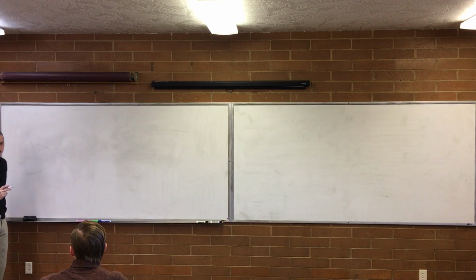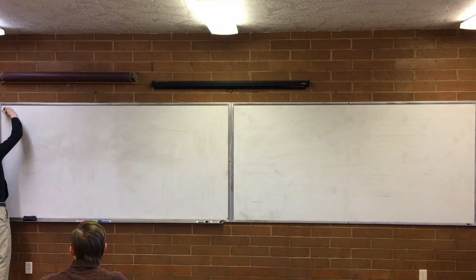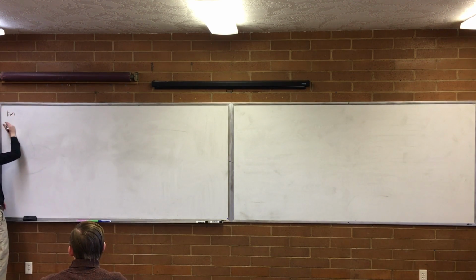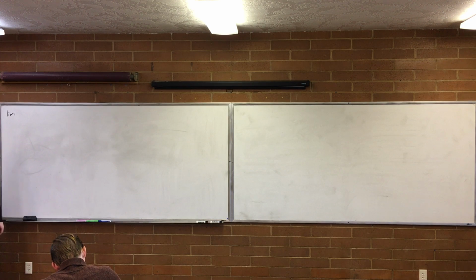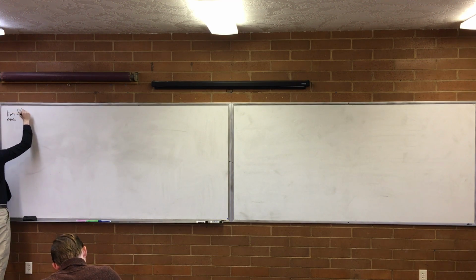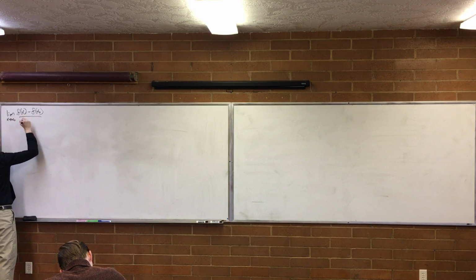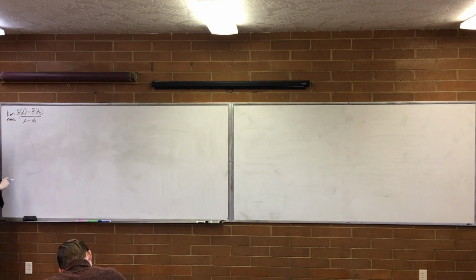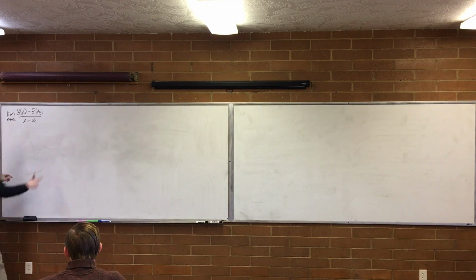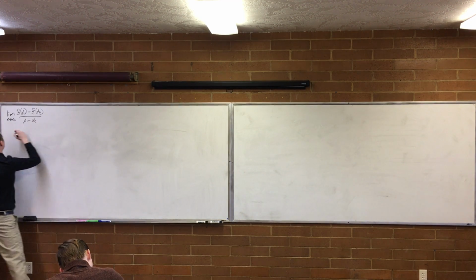So our definition of derivative, we said that's the limit, this is the derivative at x naught, as x approaches x naught of f of x minus f of x naught over x minus x naught. This is the derivative of f at x naught.